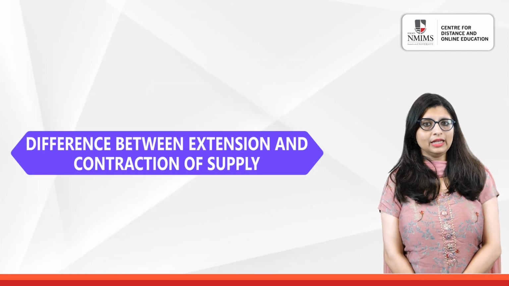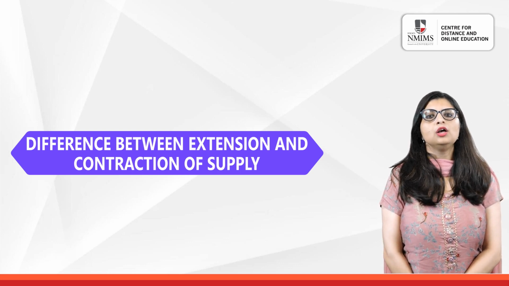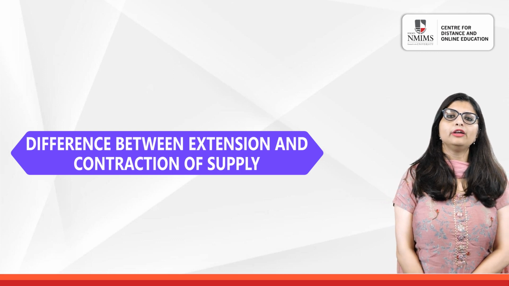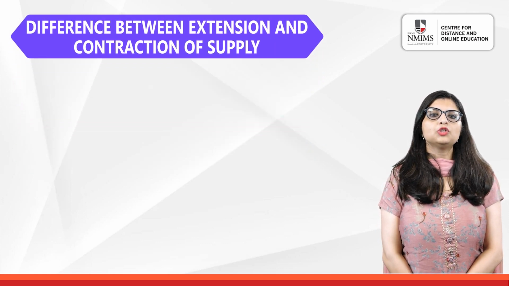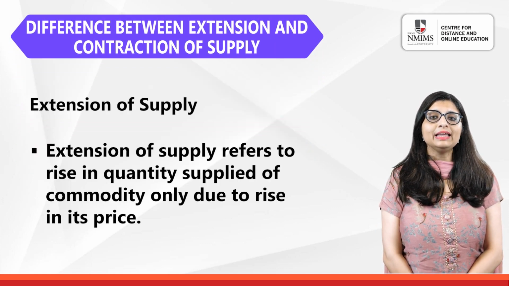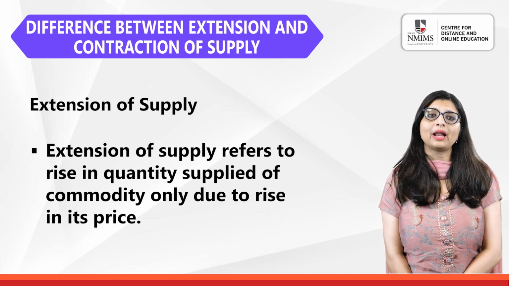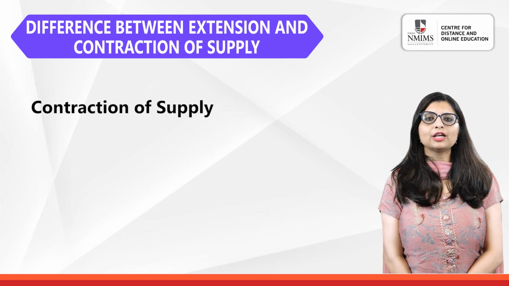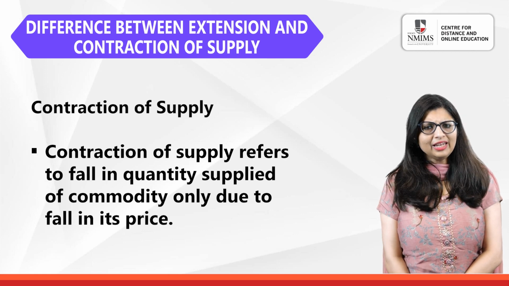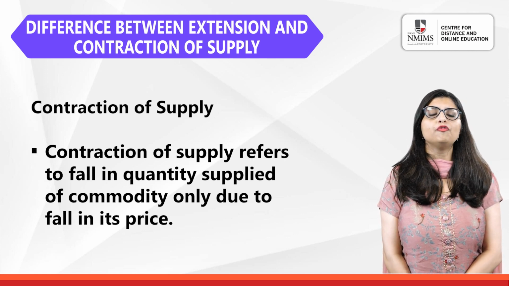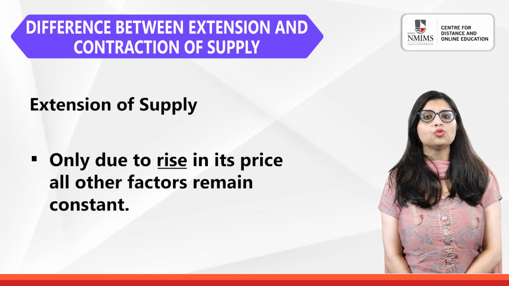Now since we have seen the meaning of expansion of supply and contraction of supply, let's summarize the difference between them. Expansion of supply refers to the rise in the quantity supplied of a commodity only due to its price, whereas contraction of supply refers to the fall in the quantity supplied of any good or commodity due to the fall in its price. Extension in supply takes place only due to a rise in the price.